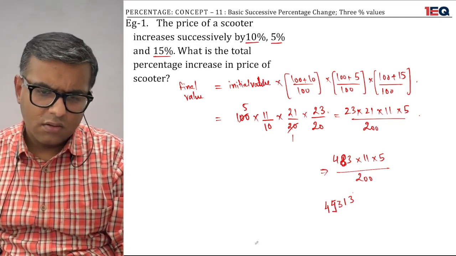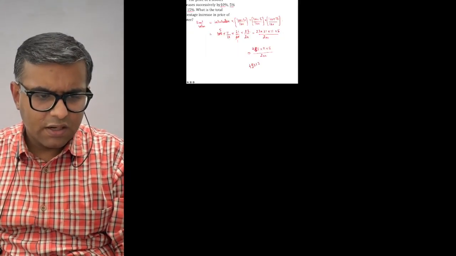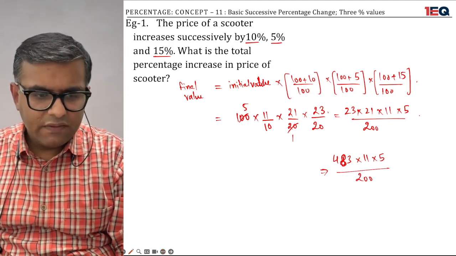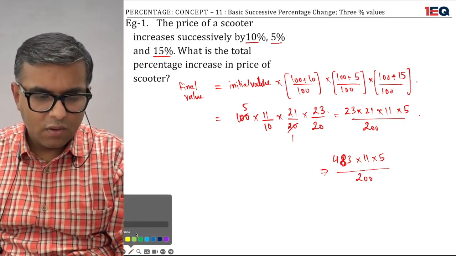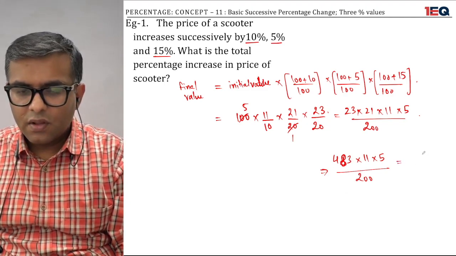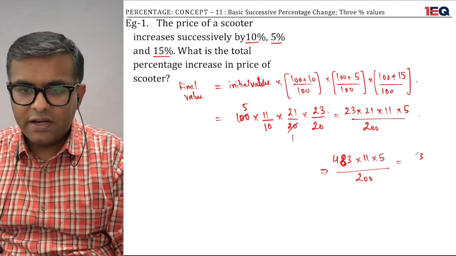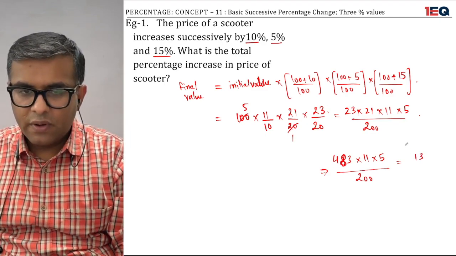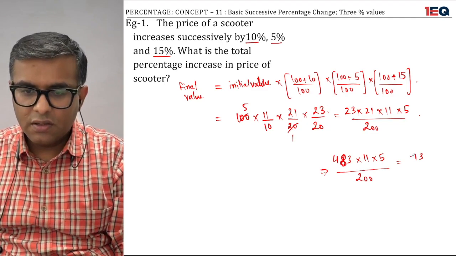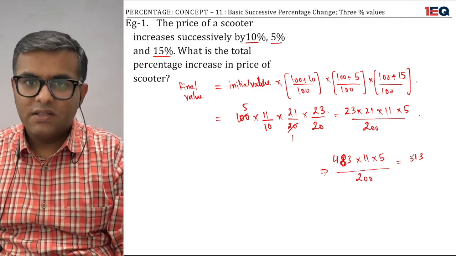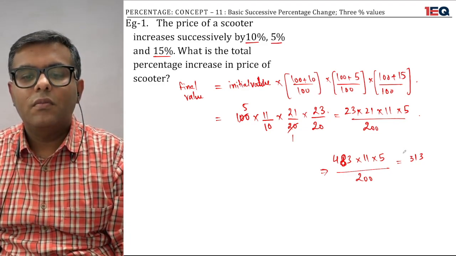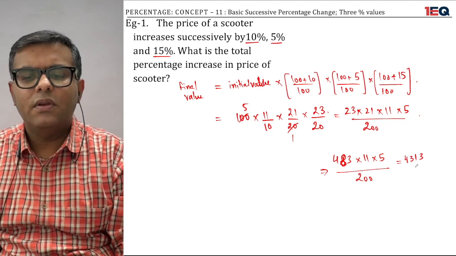Is it correct? Let me just check it out. 11 threes are 33. My answer was 4, 5, 3, 1, 3. Okay. 11 threes are 33. 11 eights are 88. 88 plus 3, 91. 9 would go ahead. 11 fours are 44. 44 plus 9 is 43. 11 fours are 44. Yeah, it's 4, 3, 1, 3.